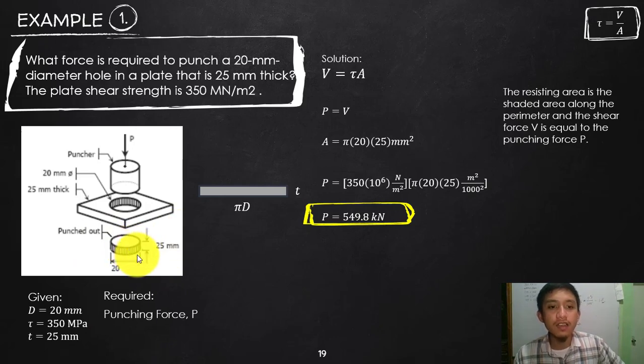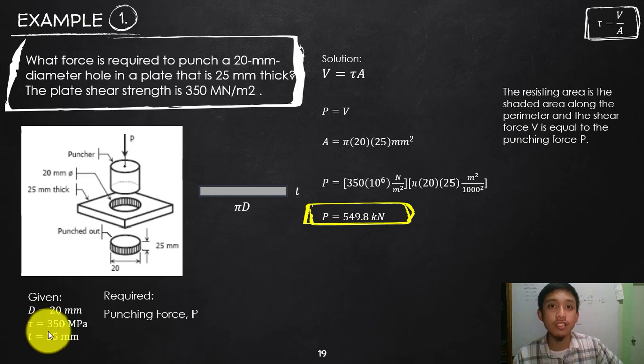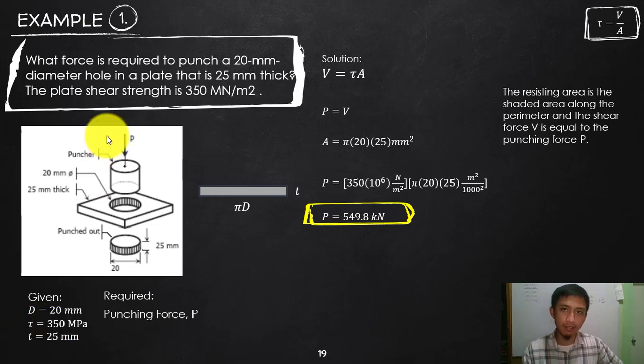So the question there, what is given? Let's write down the given so that you will know what is unknown. What force is required? Definitely your unknown is P, to punch a 20 mm diameter hole. That is the diameter of the hole, let's say D, in a plate that is 25 mm thick, let's say that is T, thickness. And we have a tau, that is shear stress, the shear strength.